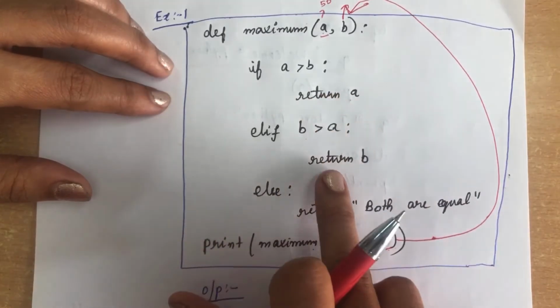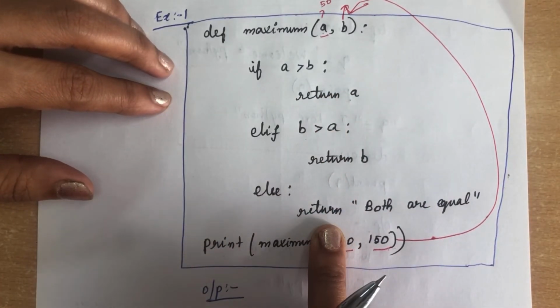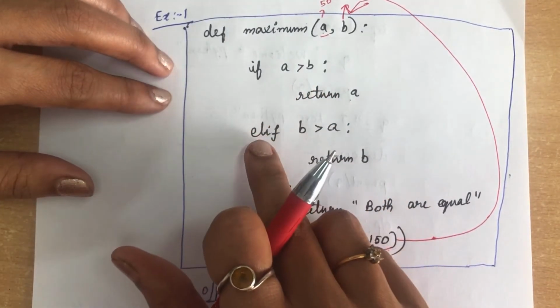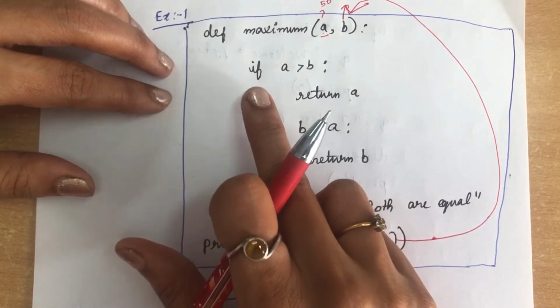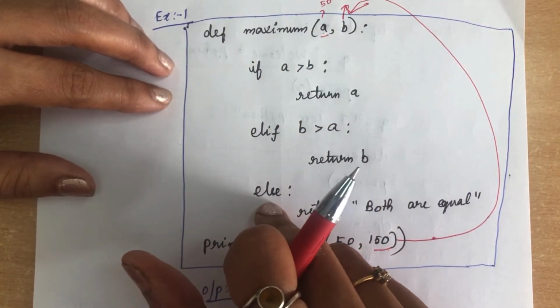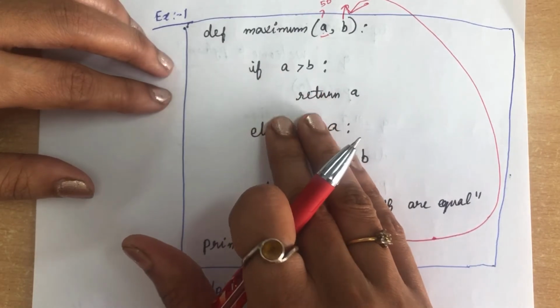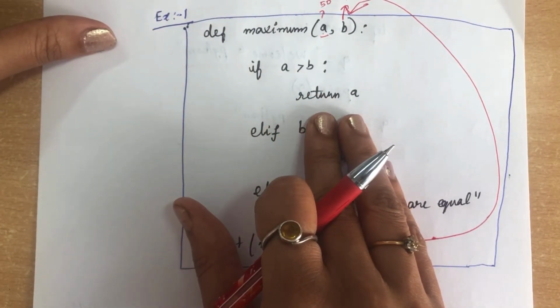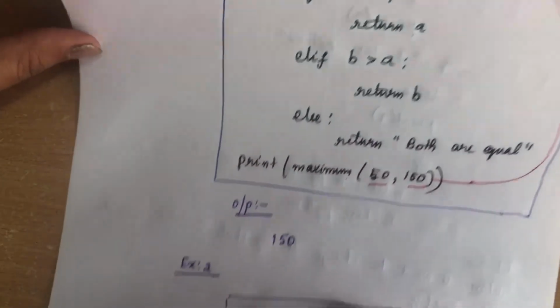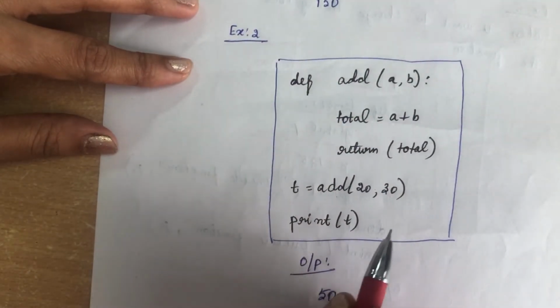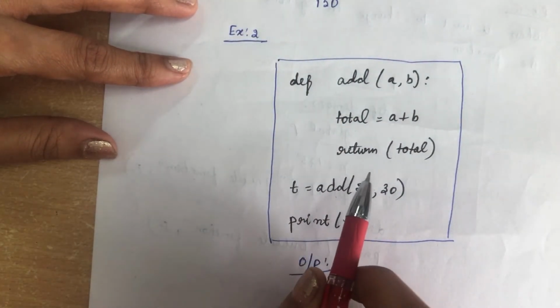So you can also use multiple return statements, but you should use if. In that case, if or else is necessary. Okay, this is how you have to use your return statement in functions. So the next example is one more example where we have used only one return statement.